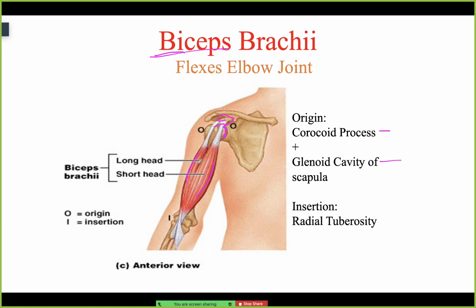The insertion is at the radial tuberosity. So if you see here, there's the radial head right there. The radial tuberosity is this ridge right there. So they go and bind into the radial tuberosity. They can wrap around the ulna, but they bind into the radial tuberosity. The job of the biceps brachii is to flex your elbow.